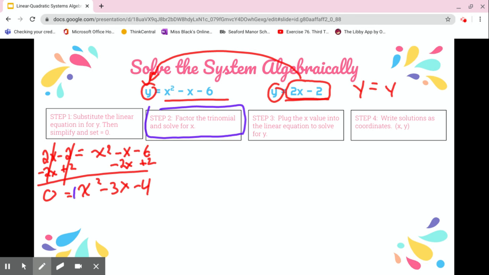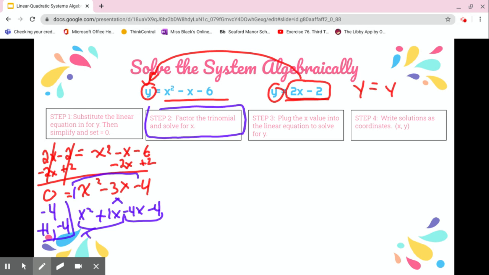So it's a trinomial where we're going to find our factors of -4 that add to -3. So that would be +1 and -4. So I'm going to split this up to x squared, I'm going to just put this on the side, plus 1x minus 4x minus 4. Okay, and now we're going to group it.